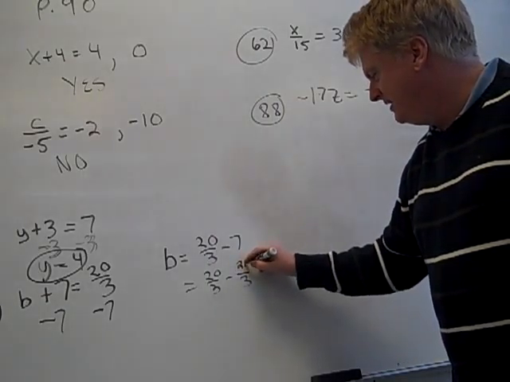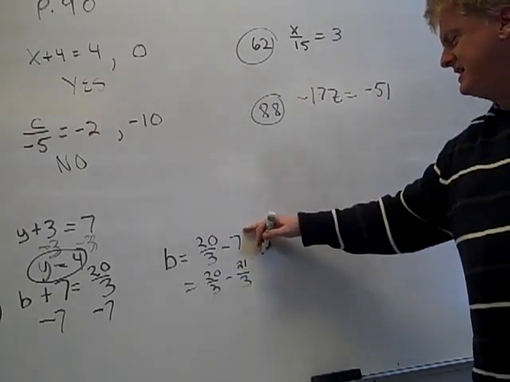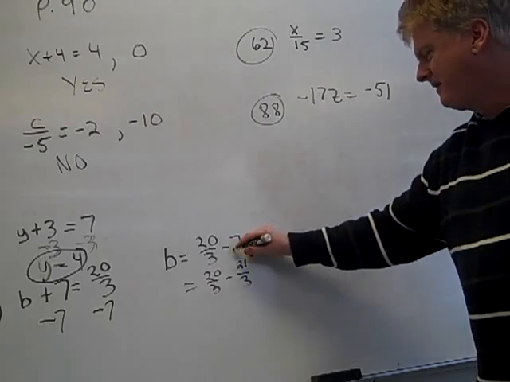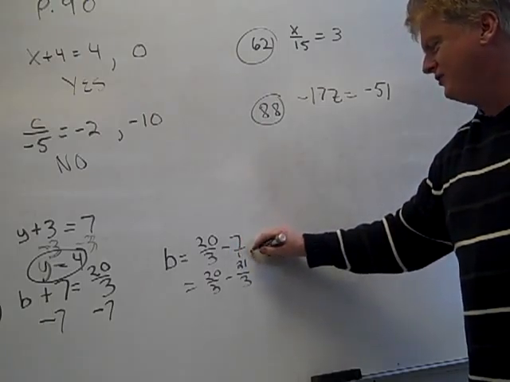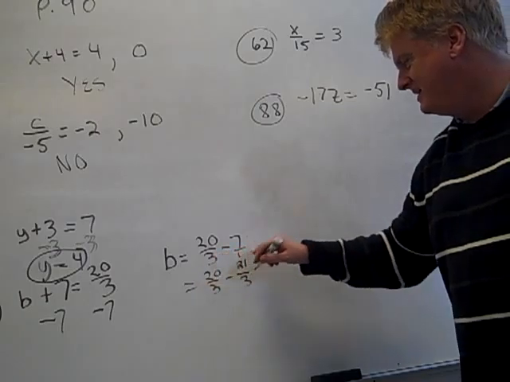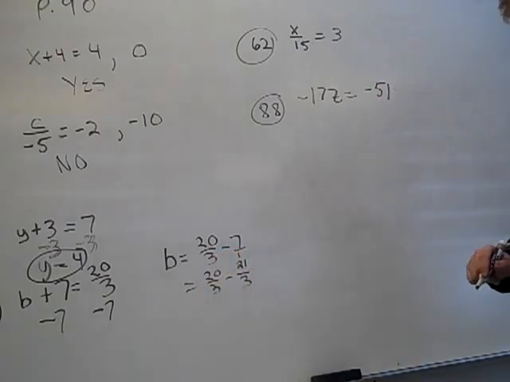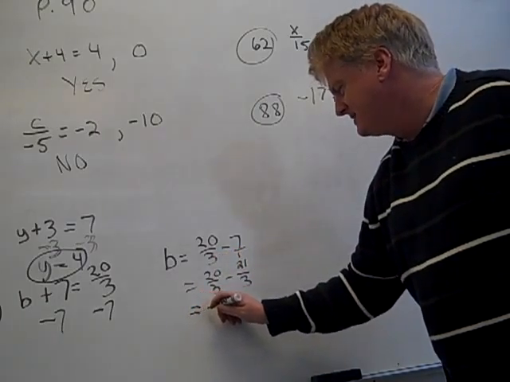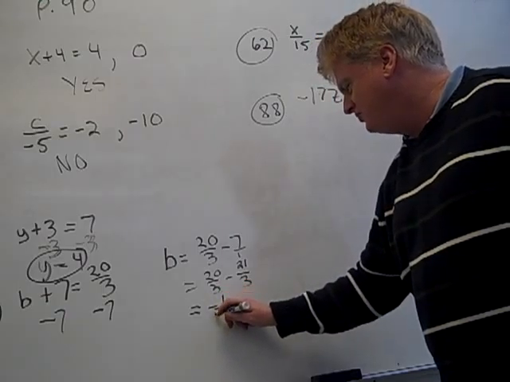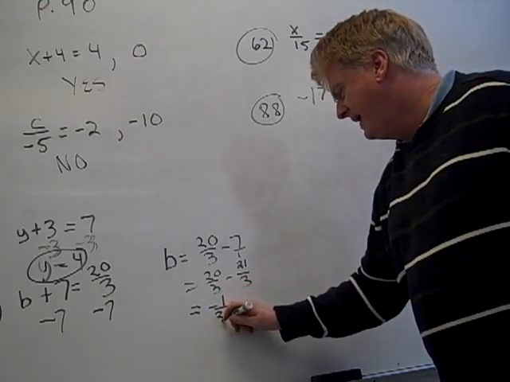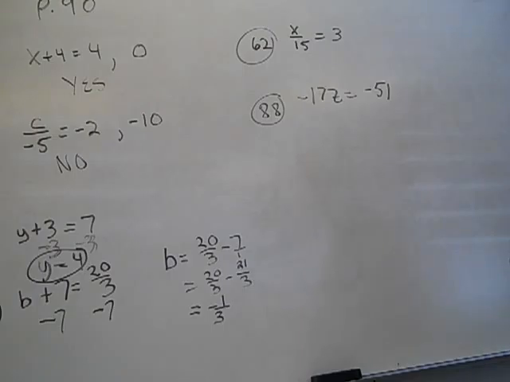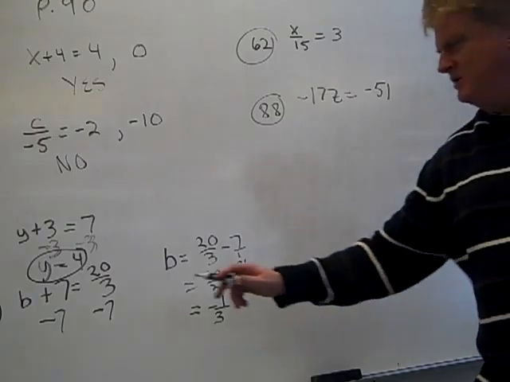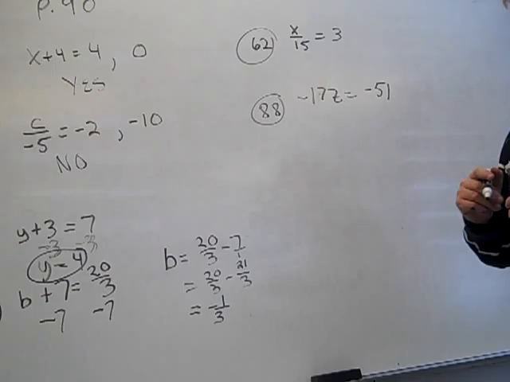21 over 3. See what we did is 7 is 7 over 1, times 3 over 3 to get the common denominator, and that leaves us with negative 21 over 3. So the bottom line is the solution, the thing that works, is negative 1/3. So 21/3 minus 1/3 is 20/3.